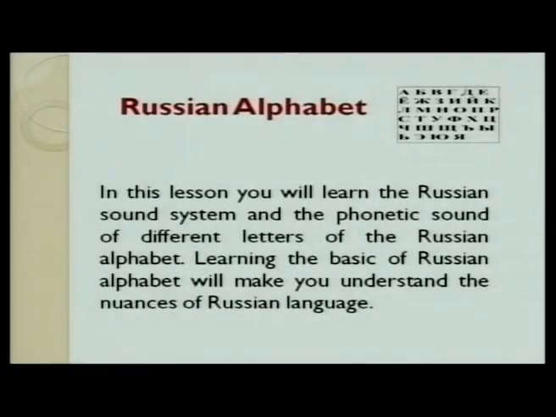Let's start our course with introduction to the Russian alphabet. In this lesson, you will be learning the Russian sound system and the phonetic sound of different letters of the Russian alphabet. By learning the basic of Russian alphabet, you will be able to distinguish between the different sounds of the Russian letters. Dear learners, there are 33 letters in the Russian alphabet, out of which there are 21 consonants, 10 vowels and 2 sign symbols.